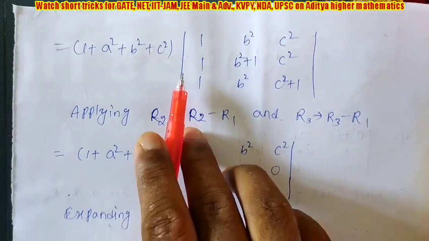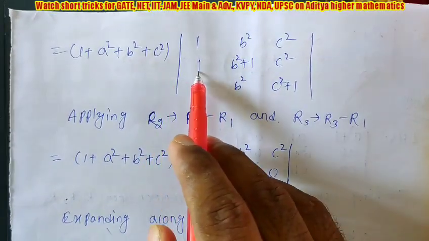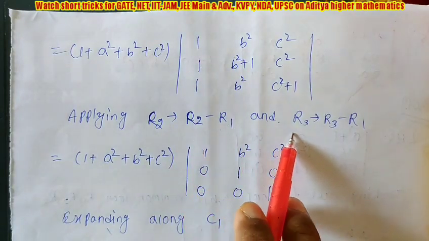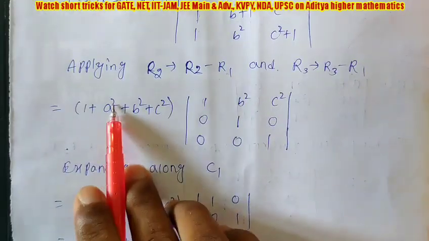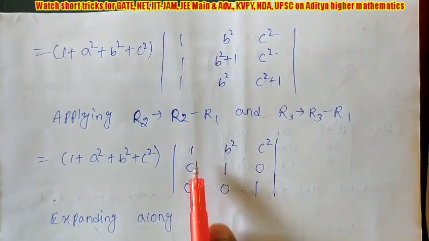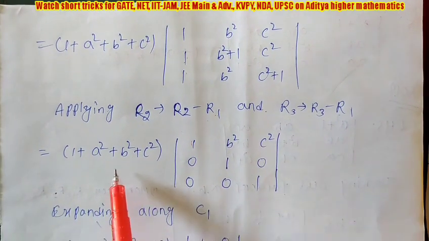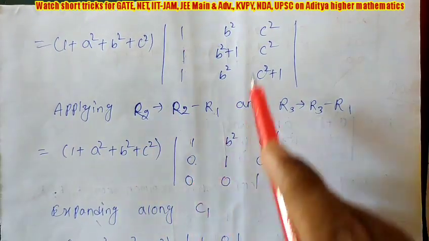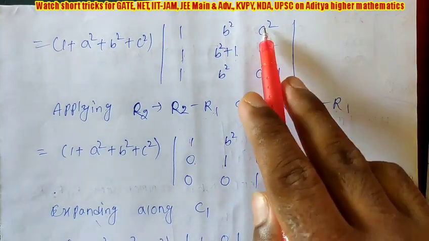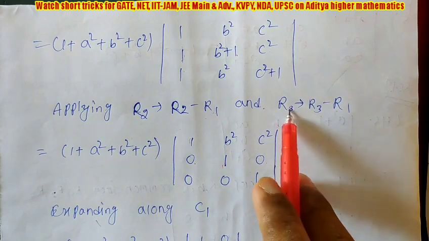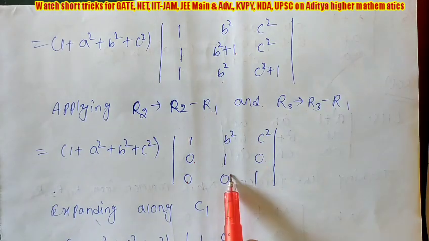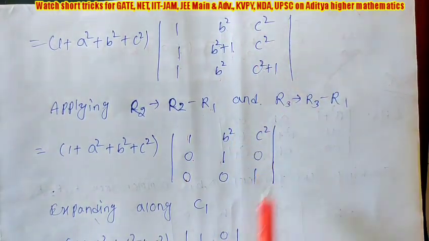There is nothing difficult to make zero. Just simple subtract. You can change R2 by using R2 minus R1 to make 0. Similarly, you can make R3 0 by using R3 minus R1. So which ones are we changing? R2 and R3. R1 stays the same: 1, b square, c square. Now in R2, 1 minus 1 is 0, and b square plus 1 minus b square cancels to 1, and it is 0 in the first place. Similarly R3 minus R1: 1 minus 1 is 0, and b square minus b square is 0. Here c square will cancel, so you are getting 1.